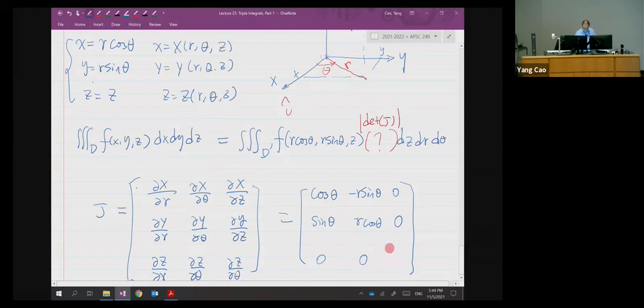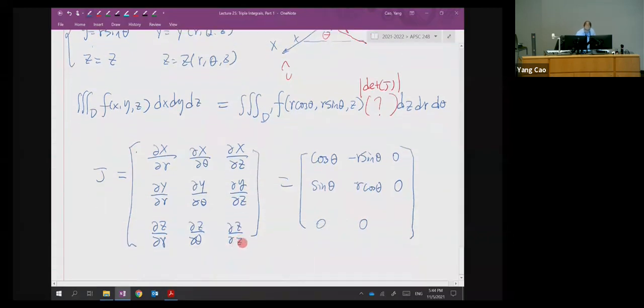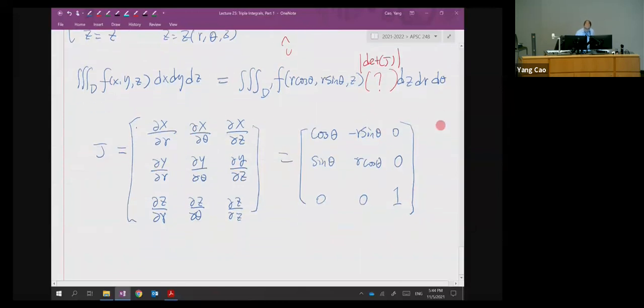Partial z over partial z, sorry, this one is z. Partial z over partial z, okay, this is 1, right? Yeah, there's only one z. Okay. So this is your Jacobian matrix. And what we're looking for is the determinant of the Jacobian. So when you calculate the determinant of this 3 by 3, because this is 0, 0, 1, this is also 0, 0, 1 here, you're actually calculating the determinant of this 2 by 2 times 1. And that gives you r. Okay. It's the same result as the polar coordinates, right? Yeah. So all you need to do is replace the question mark with the r here.